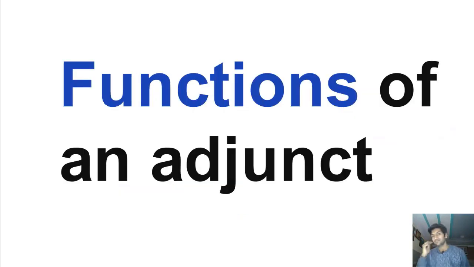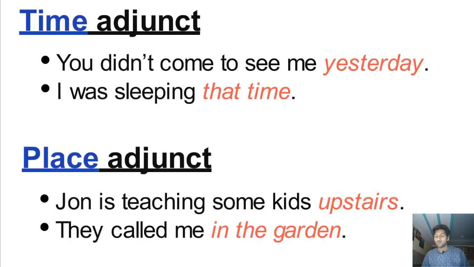All right, now functions of an adjunct. We've already talked about it. It either functions as an adverb, which it does most of the time. It can also function as an adjective. We have already seen that. We'll see that going forward as well. All right, so now let's talk about it in detail. Now, what it does as an adverb, it talks about the time of the action, it talks about the place of the action, it talks about the manner of the action, it talks about the reason of the action, and many more. Let's talk about all these one by one. All right, number one, time adjunct.